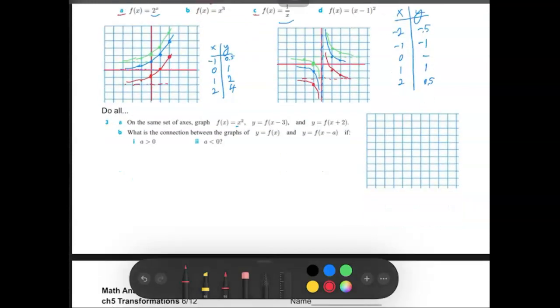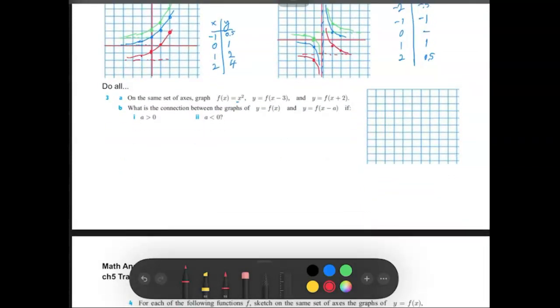Okay, and number 3, for this one, we're going to start with a parent function of f of x equals x squared. Remember, the parent function f of x equals x squared is just 4, 1, 0, 1, 4, right? So let's draw that. Okay, and so it'll be like that. This is our parent function.